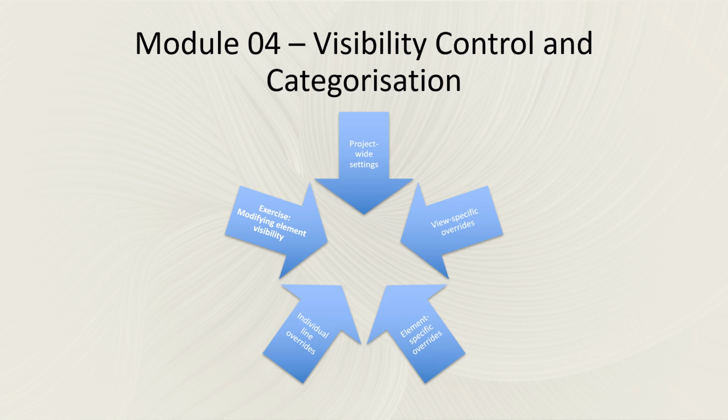Then we move into element-specific overrides, which let you control the appearance of individual components. You can adjust line weights, colors, or patterns for selected elements without affecting others. We also cover individual line overrides, giving you granular control over how specific edges or boundaries are displayed, ideal for detailing and presentation. The exercise for this module focuses on modifying element visibility using these layered controls.